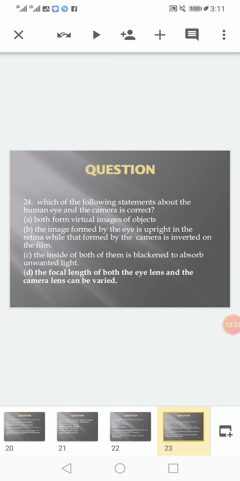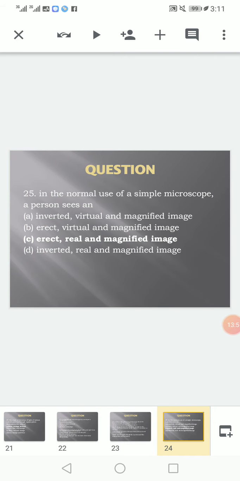So for this question, options A, B, and C are incorrect, but option D is the correct answer. It says which of the following statements about the human eye and camera is correct. So A, both form virtual images of an object, is incorrect, B is incorrect, C is incorrect, but D is the correct answer.